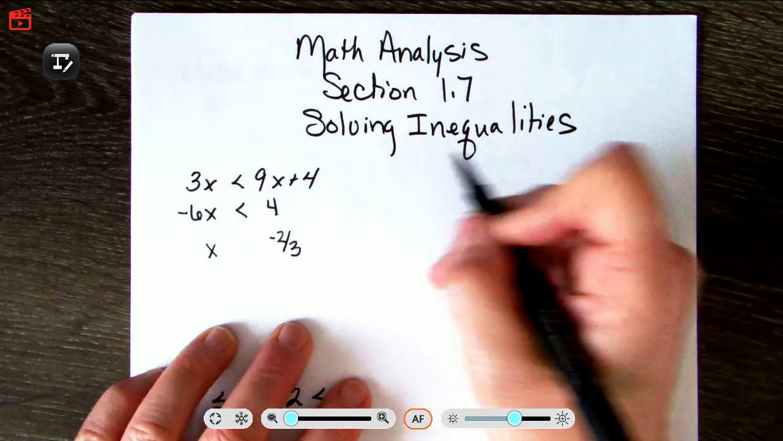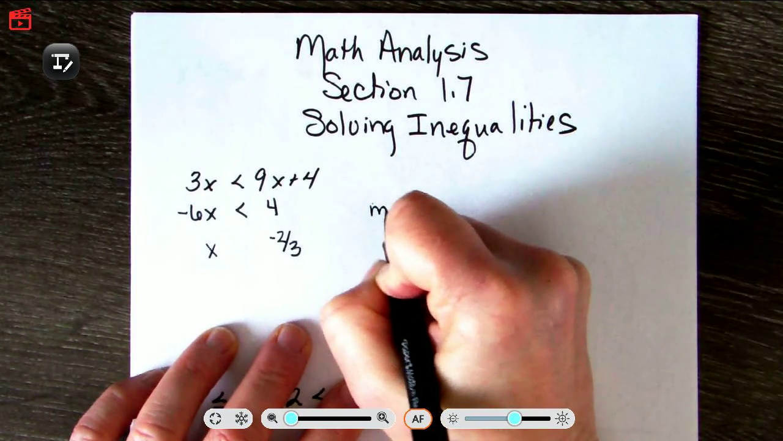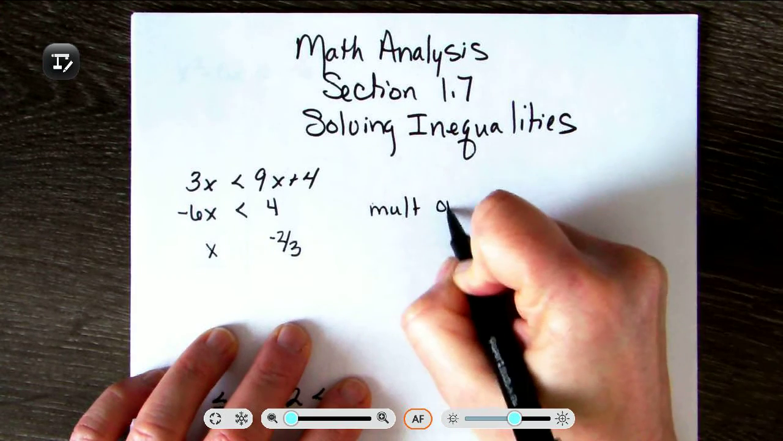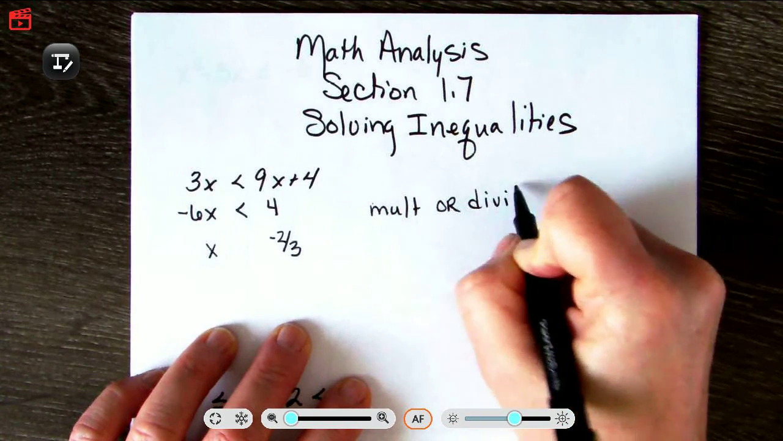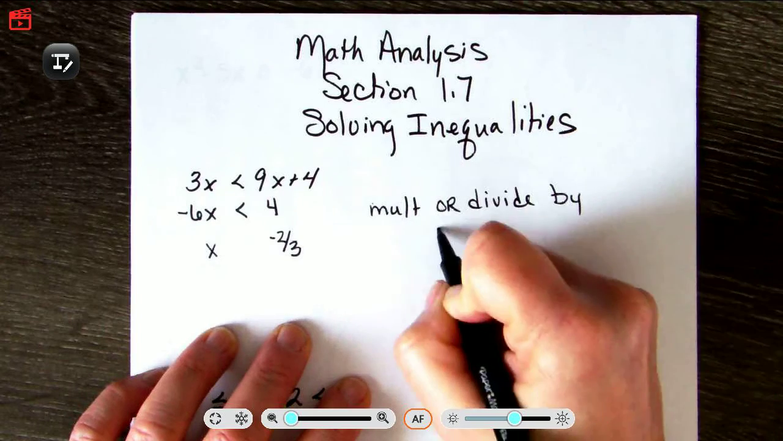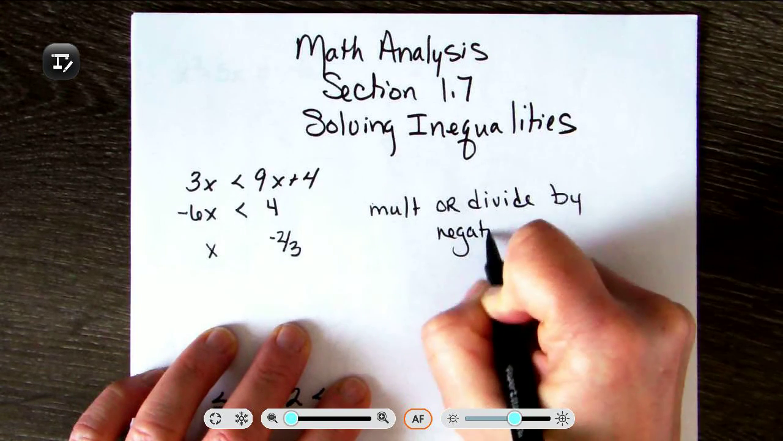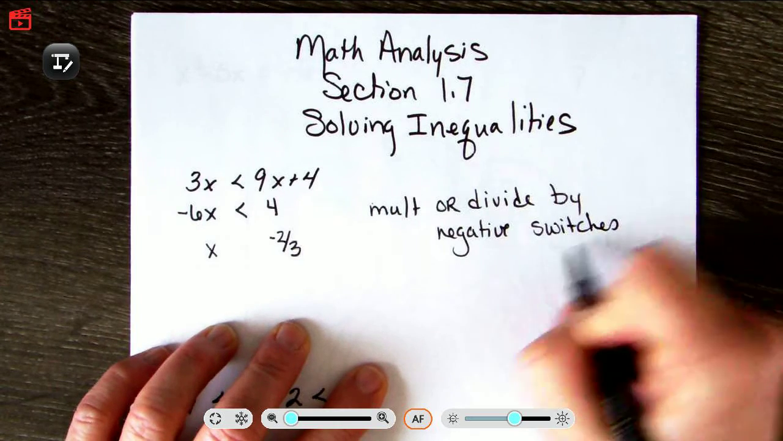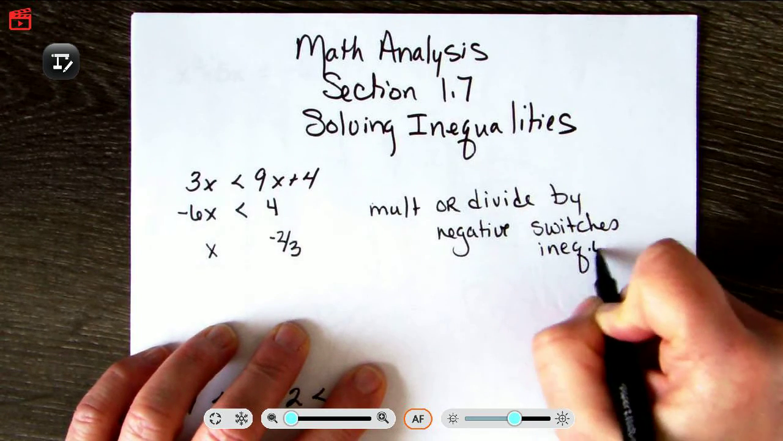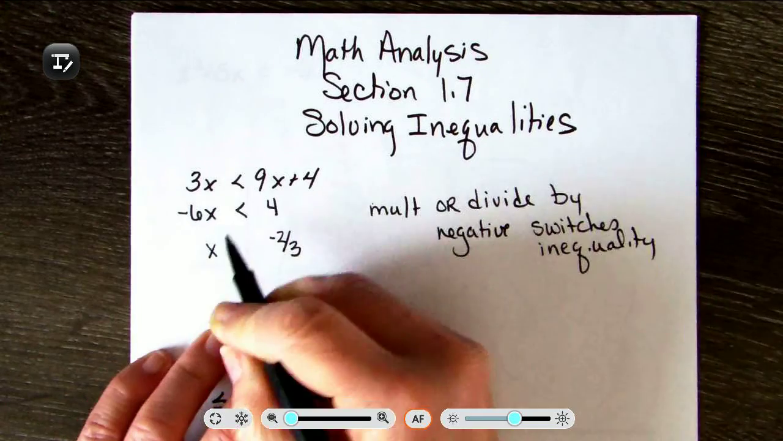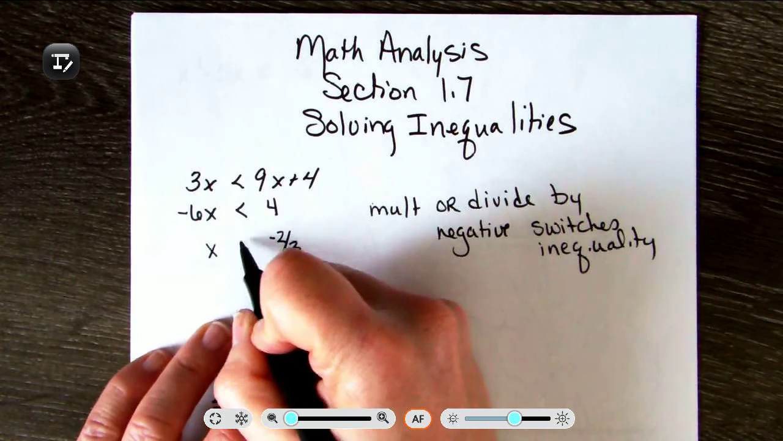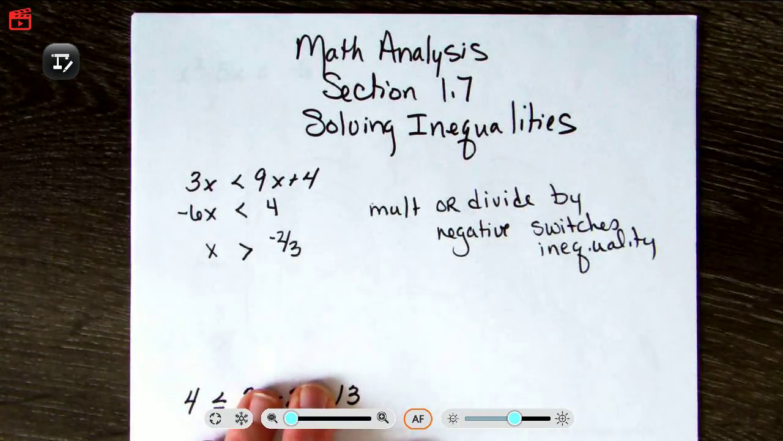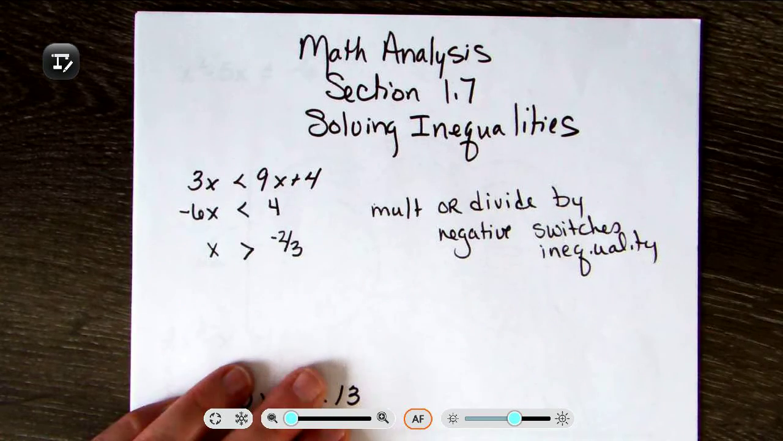But when we multiply or divide by a negative, it switches the inequality. So it goes from a less than symbol to a greater than symbol. So x is greater than negative 2/3.